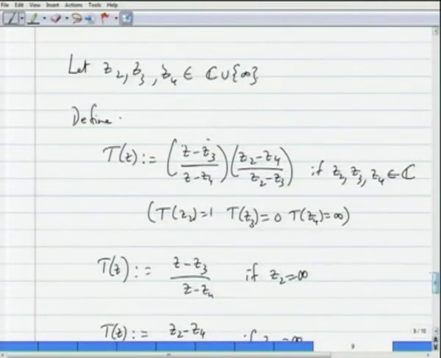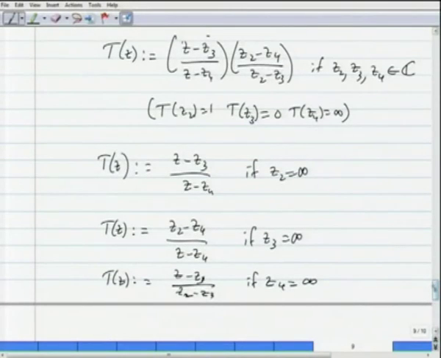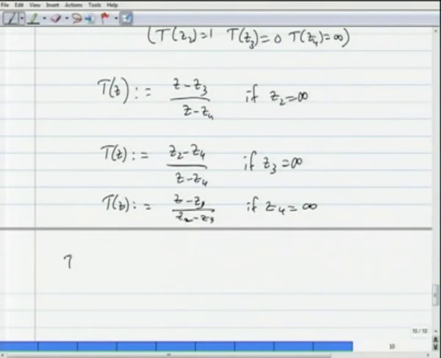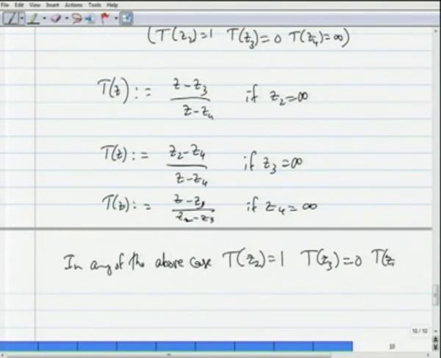Okay. So, if you pick Z2, Z3, Z4 belonging to C union infinity, let these be distinct points. Okay, that is the main assumption. And then you define T to be like that. In any of the above cases, what we observe is T of Z2 is 1, and then T of Z3 is 0 and T of Z4 is infinity.